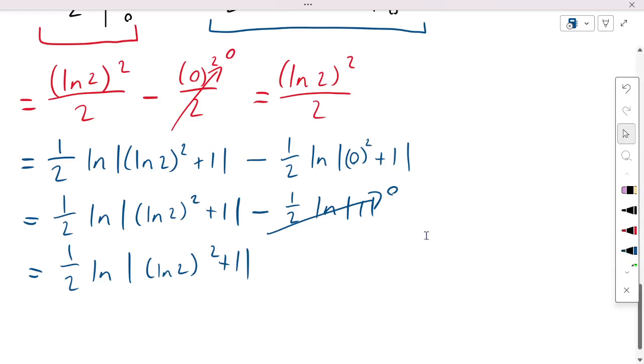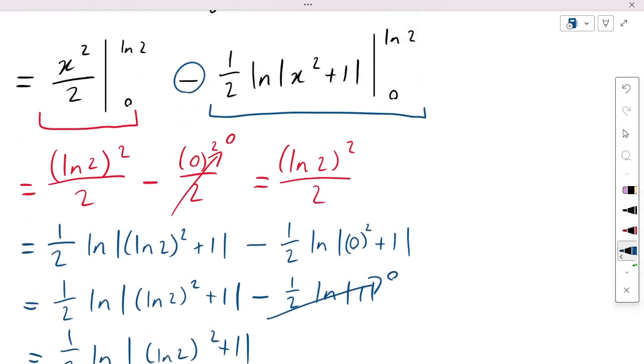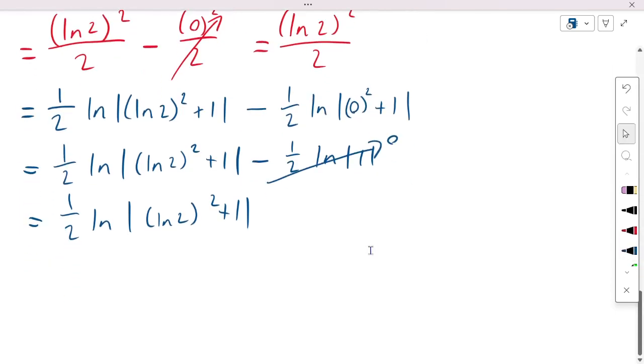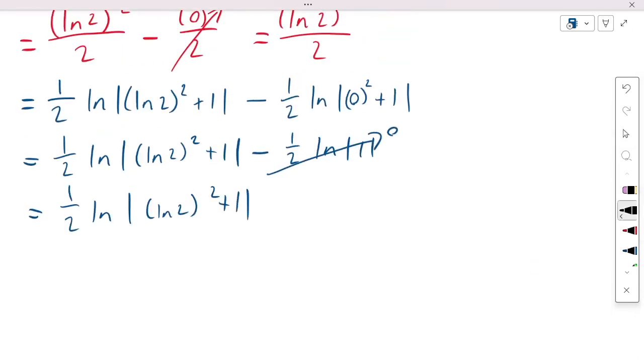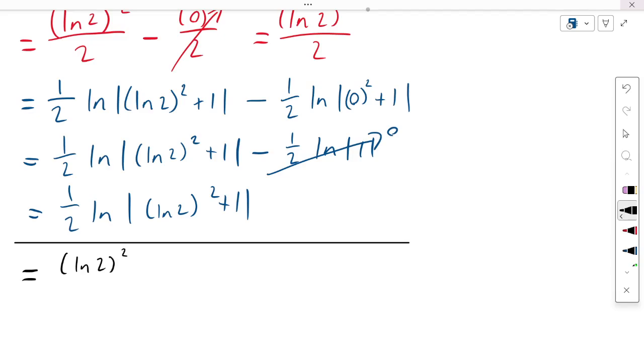Okay, now remember the question said we're minusing them. So therefore we're going to minus the red by the blue respectively. We're going to continue with the black now. Okay, so the red was the natural log of 2 all squared divided by 2 minus a half multiplied by the natural log of natural log of 2 all squared plus 1, and there we go.